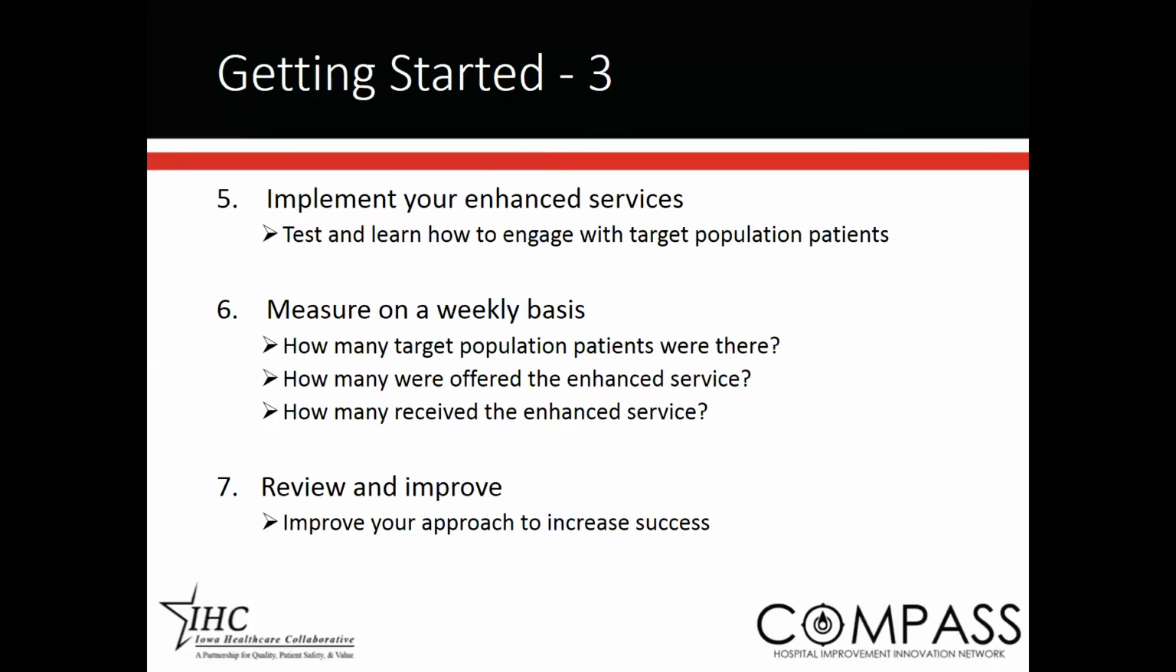It's really important to then go ahead and measure on a weekly basis the following 3 things. How many target population patients were there? So again, going back to your own survey data, how many people over age 80 were admitted this week? And then let's say if they're over age 80, you're going to make sure they have transitional care. How many of those patients were offered transitional care, and how many actually received transitional care? And those 3 data points will help you implement and improve on a week-to-week, month-to-month basis.